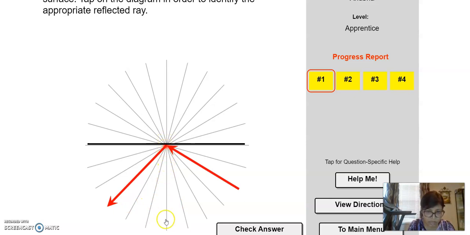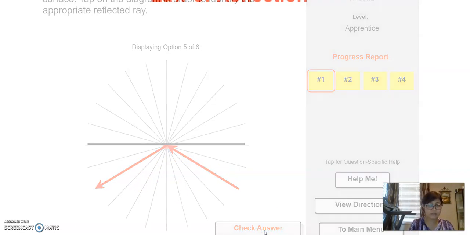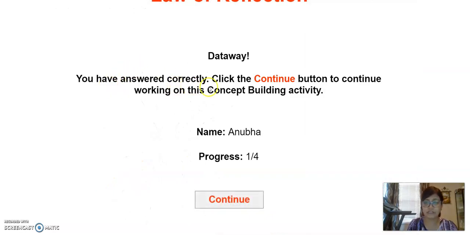Now, you remember the normal is the perpendicular line, so this line in the center is perpendicular to the surface. This angle would be the angle of incidence. From the normal, this is 1, 2, 3, 4 lines away. So the first one wasn't the right answer. Let's keep clicking until I get to the right one. Let's see if this is 1, 2, 3, 4. So they both are equal. Angle of incidence equals angle of reflection. Let's check our answer. Yes, you have answered it correctly.